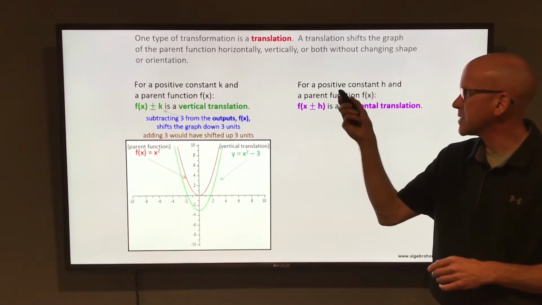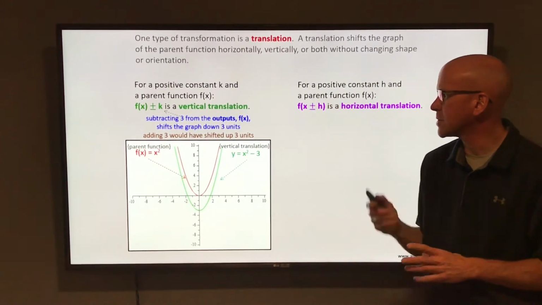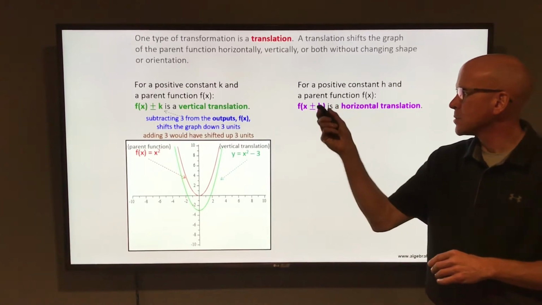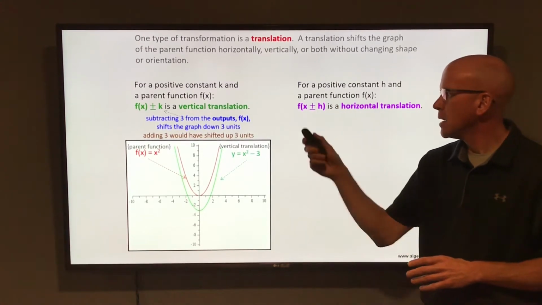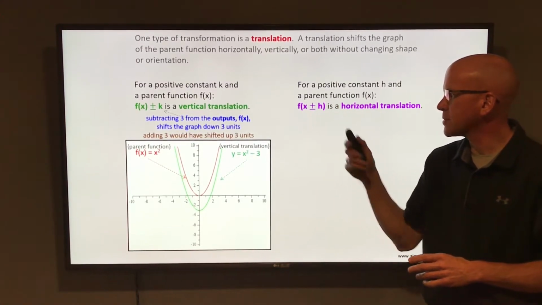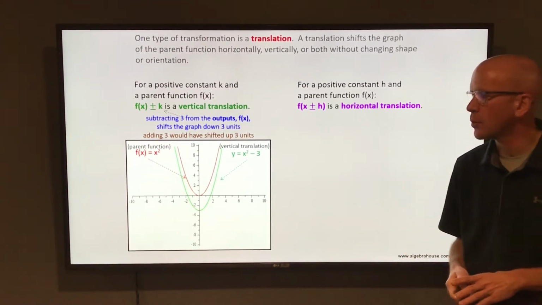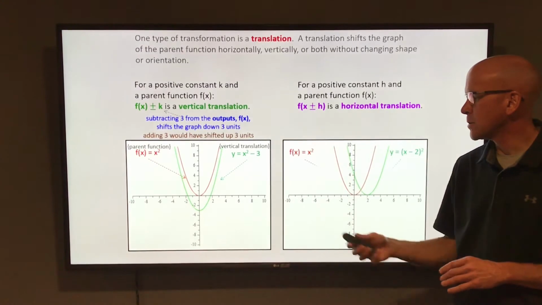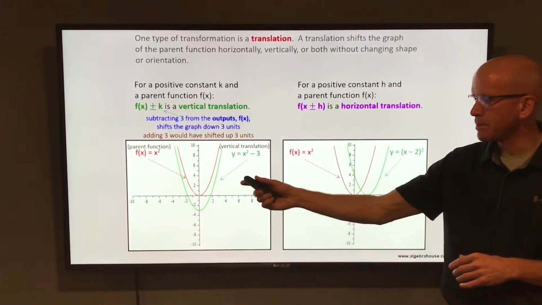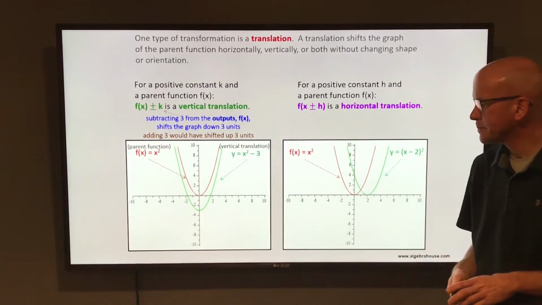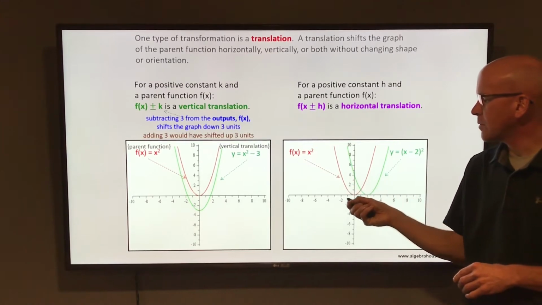Once again, for a positive constant h and a parent function f of x, so h is the constant, if you go to f of x plus or minus h, that is a horizontal translation. It's going to shift the graph left or right. So let's say we start with f of x equals x squared, the same parent quadratic function we had over there. F of x equals x squared, that's the red graph.